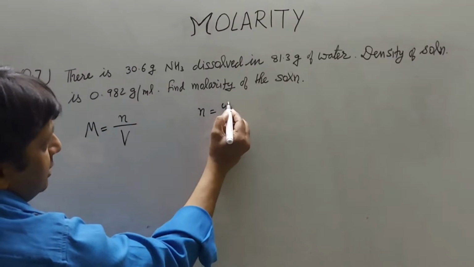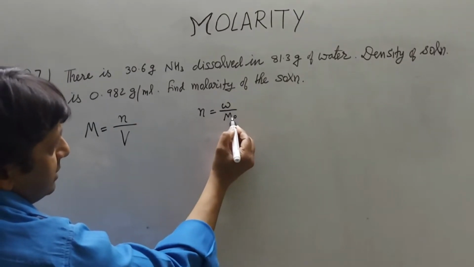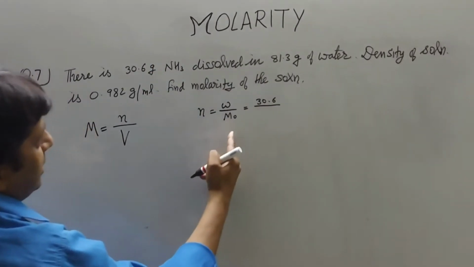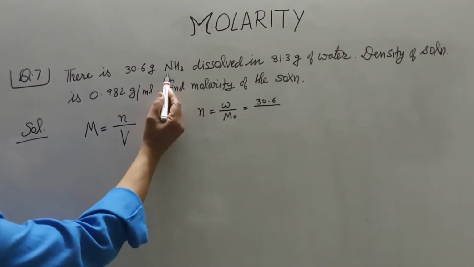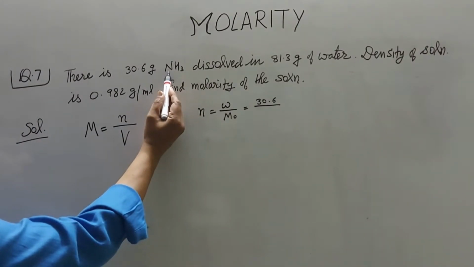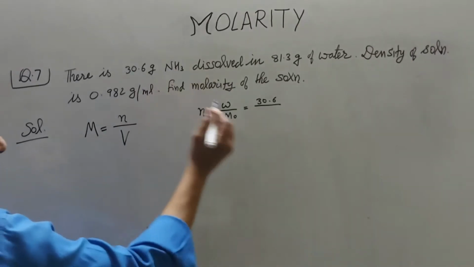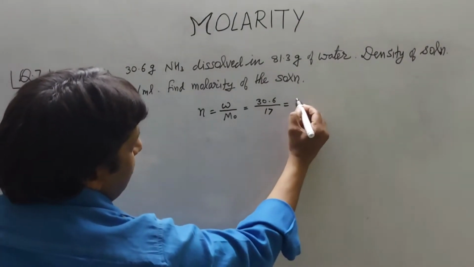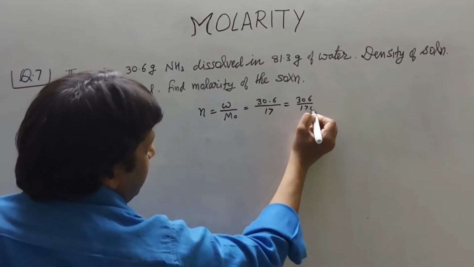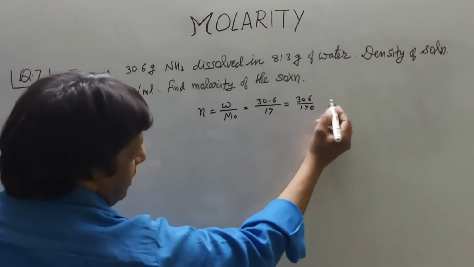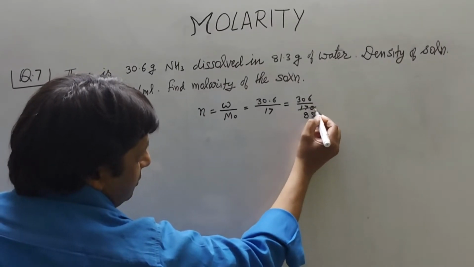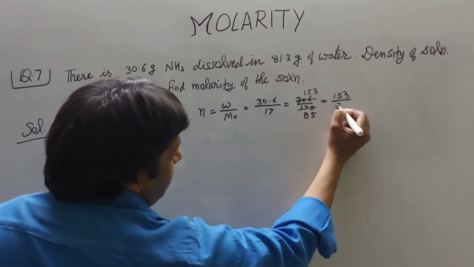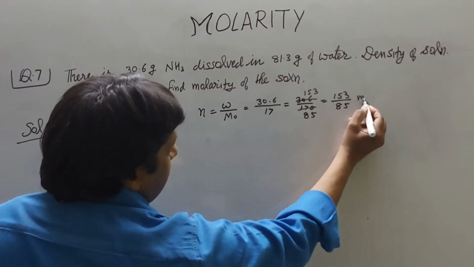Number of moles is equal to given mass divided by molar mass. Given mass is 30.6 divided by molar mass. Molar mass we can easily calculate, 14 plus 3, 17. 17 is the molar mass of ammonia. This is going to be 306 divided by 170 number of moles. We can cut it by 2. This is equal to 153 divided by 85 mole.